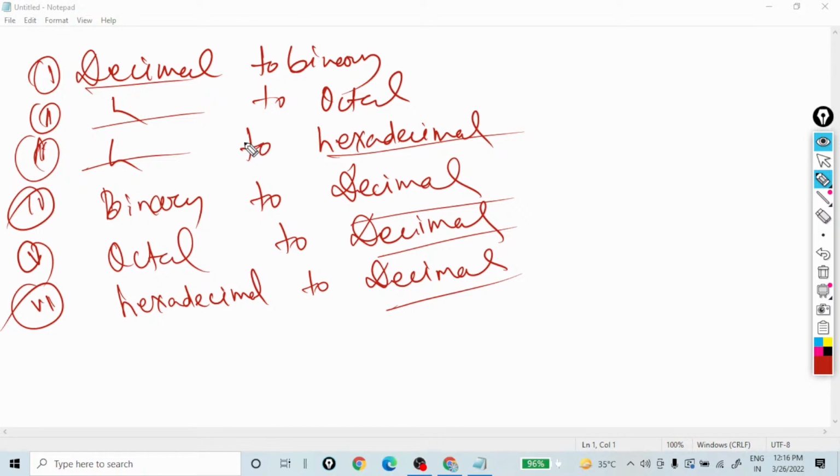For example, I will ask how to convert from hexadecimal to octal, right? First we will convert hexadecimal to decimal, then decimal to octal, right? These two methods will be used. We will discuss that after discussing these 6 types of conversion initially. So first we will go one by one, that is decimal to binary, right? Decimal to binary.